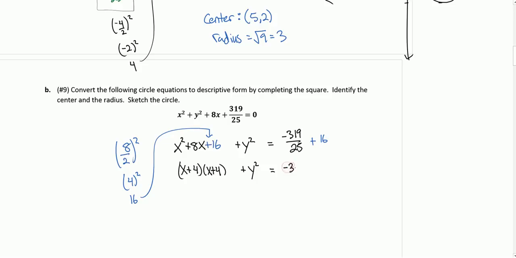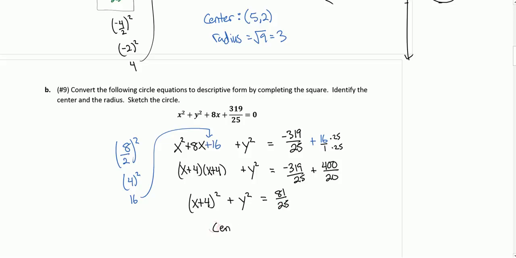And then we want to begin adding the fraction with 16. So negative 319 over 25 plus 16 over 1. I'm going to multiply top and bottom by 25. 16 times 25 is 400. So now we have x plus 4 squared plus y squared equals 400 minus 319, which is 81 over 25. And so that's the equation of our circle.